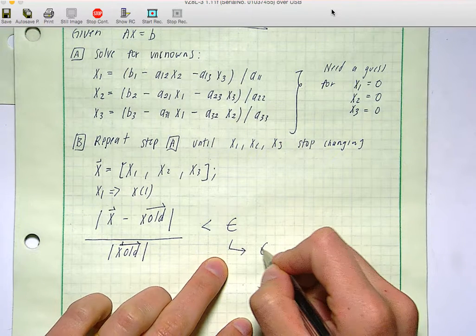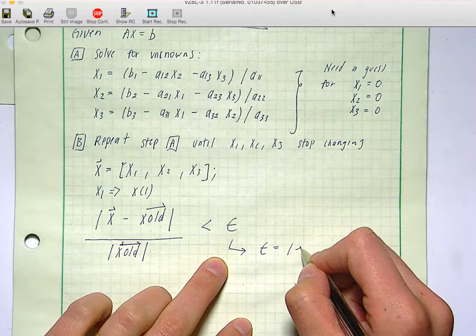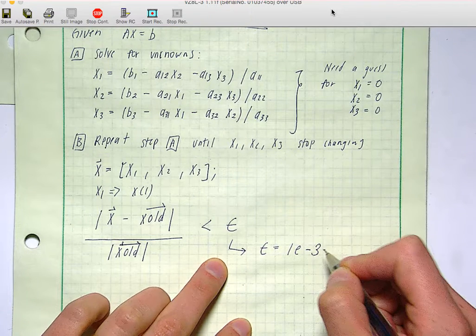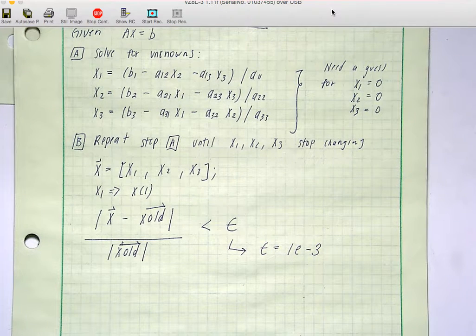What's epsilon? Epsilon is a variable that you'll just set up at the top of your code, and it's a small number.